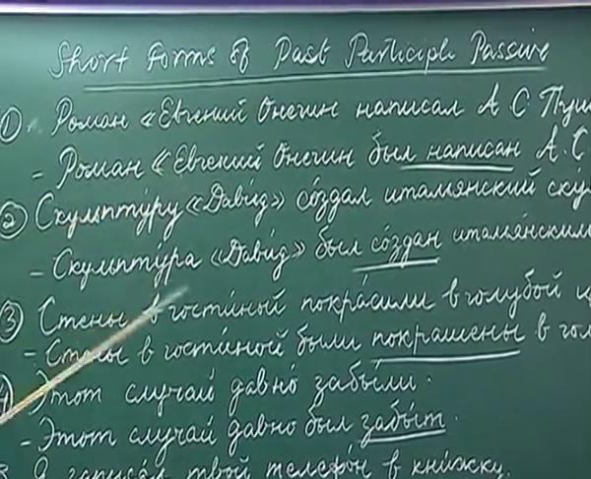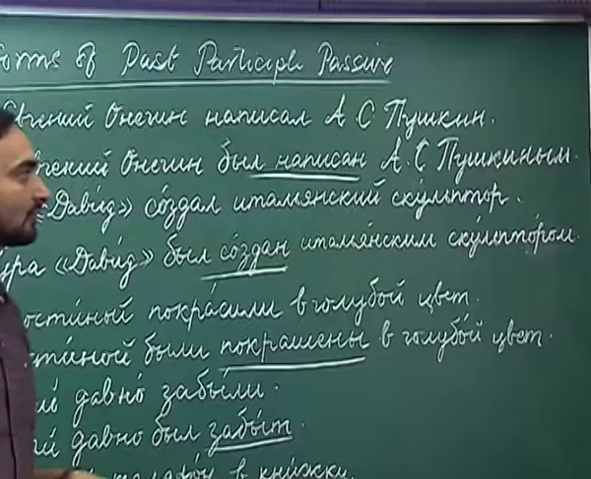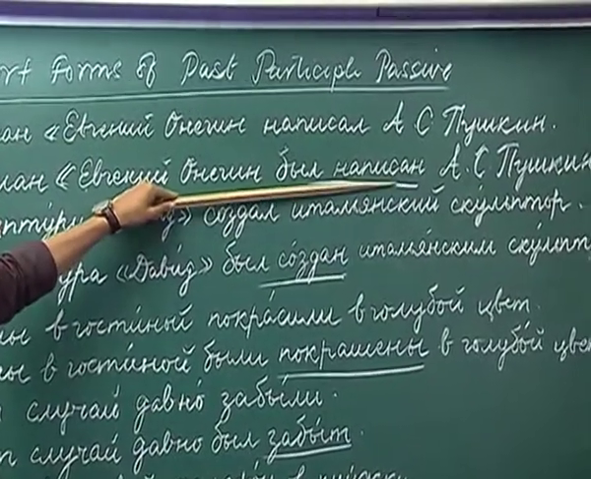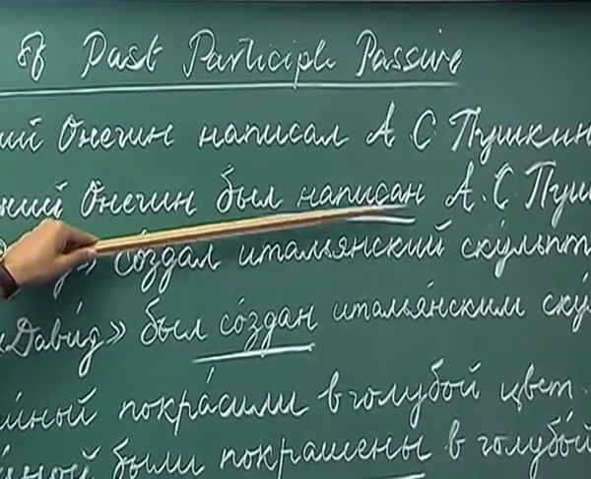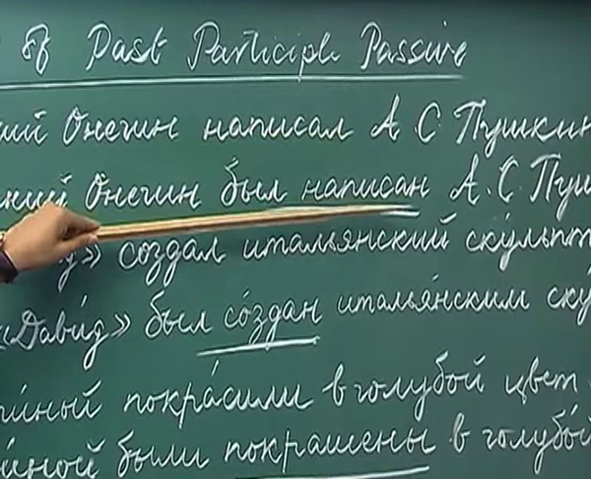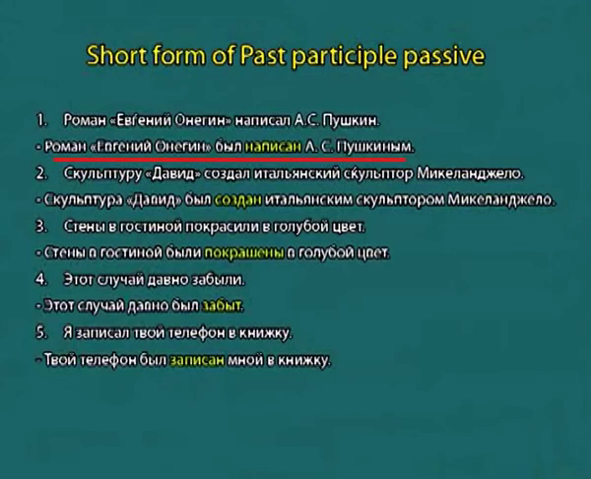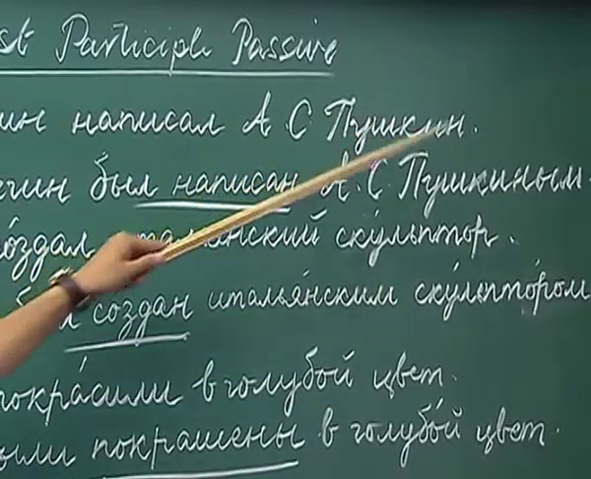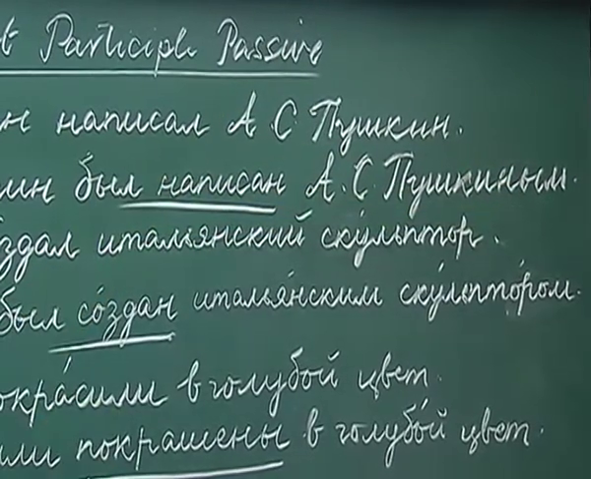Let us do that. Roman Yevgeny Onegin byl napisan A.S. Pushkinym. Here, as you can see, we are using the short form of the past participle passive, napisanny. From napisanny we form napisan, which is the short form, and we use it to change the active construction into passive. Pushkin must change into the instrumental case because he is the performer of the action.